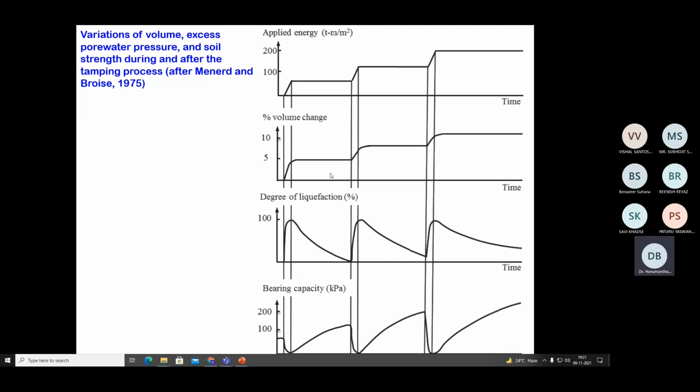Similarly, as the soil is getting densified, it is obvious that its bearing capacity increases, as you can see from this picture. For each drop, the bearing capacity increases. However, the bearing capacity improvement may not be instantaneous. It may take a little time because it also takes some time for particles to rearrange or relocate to the new position. That's why here it is shown the bearing capacity increases with the time.